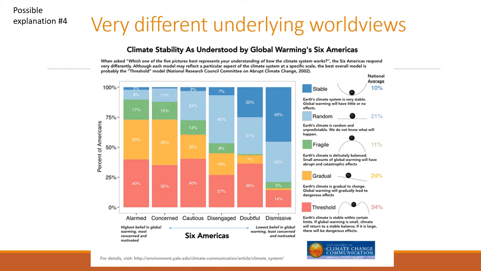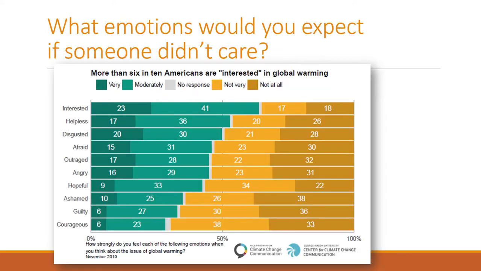Now look at how that changes over the entire spectrum. On the dismissive side, people are overwhelmingly convinced that either the Earth's climate is absolutely stable or it's random. Either one of those basically suggests that you shouldn't do anything about it. Right? You can see the clear pattern here. I wonder if we did that kind of question in Seychelles, where do you think people come down? It's at least a very interesting possible explanation for what's going on behind what seems like people aren't caring.